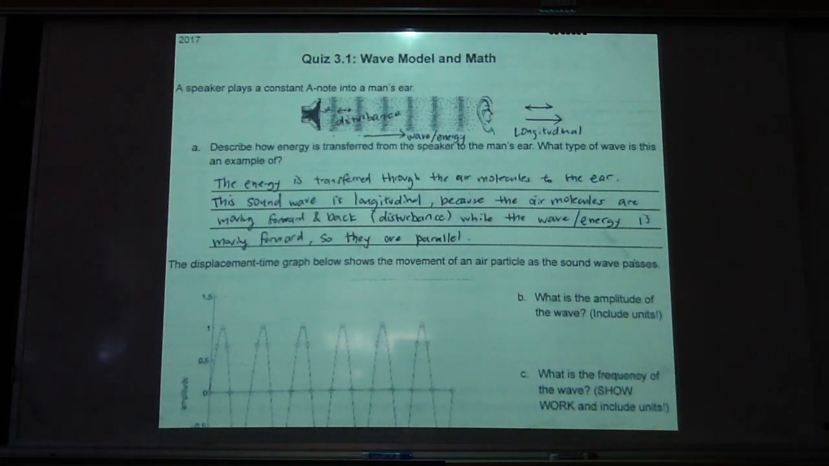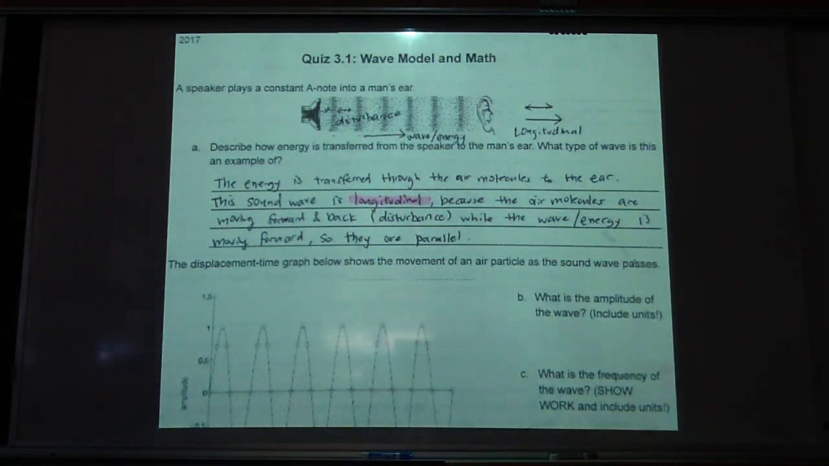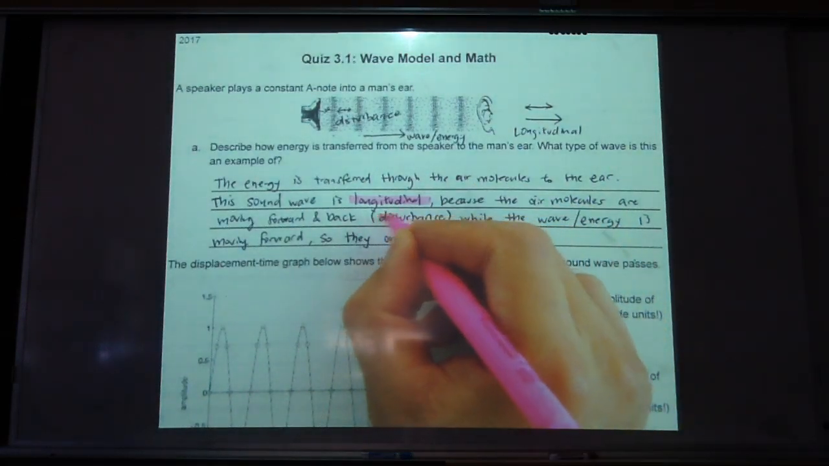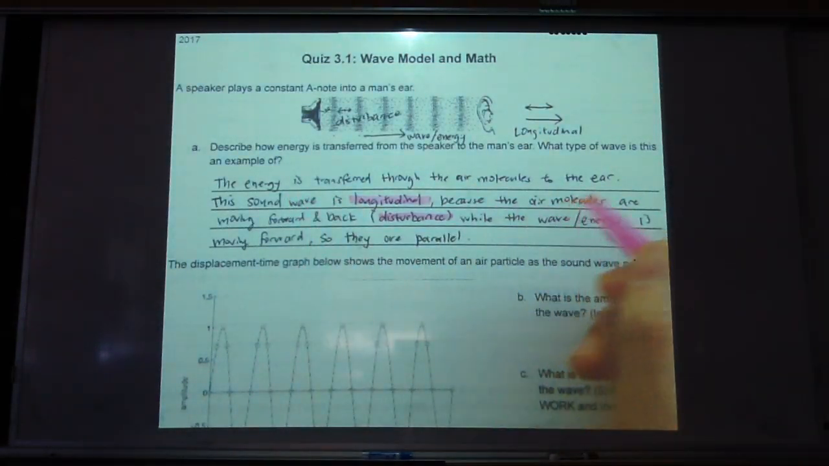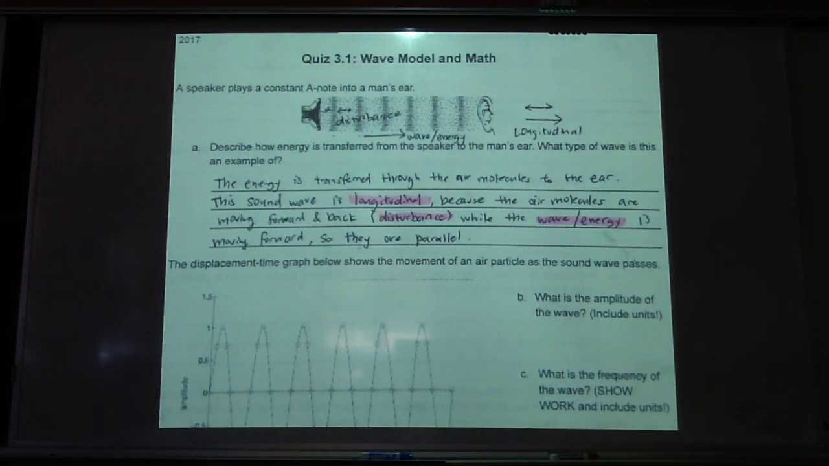Okay. In order to get full credit for a question like this, you need the word longitudinal. You need to have the word disturbance and the word wave or energy. It's up to you. I've used both here.